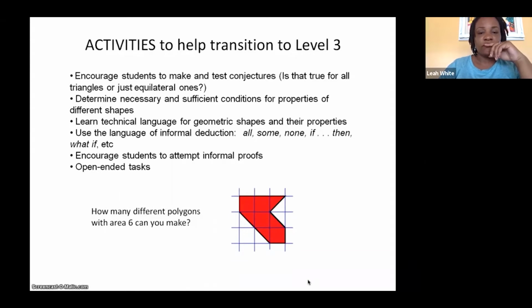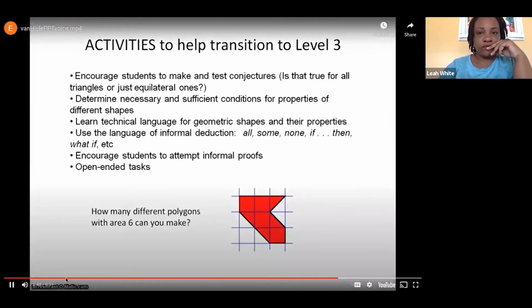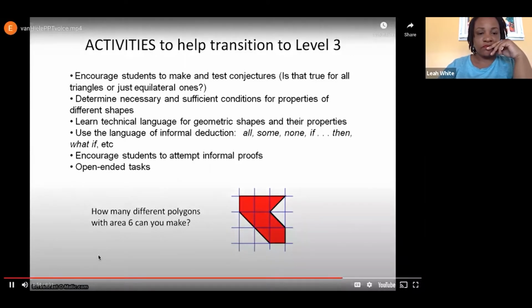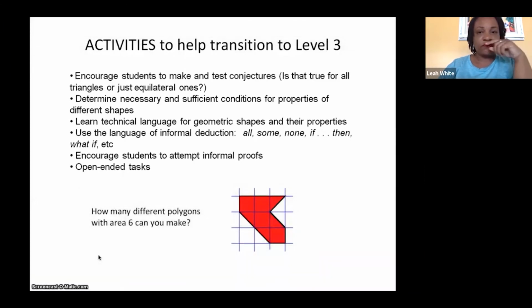Students can learn the technical language for shapes and their properties and use the language of informal deduction. All circles have a radius. Some triangles have a right angle. No circles have a right angle. If a square is 5 inches wide, then it's 5 inches tall. Encourage your students to attempt informal proofs and help them to engage in open-ended tasks such as this one. How many different polygons can you make on a geoboard with area 6? They can record their answers on geoboard paper or graph paper.